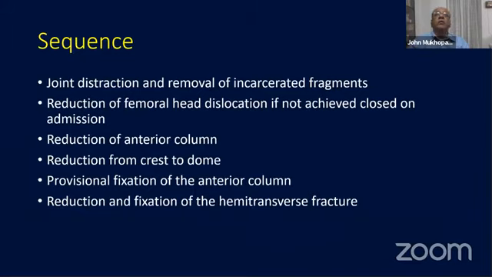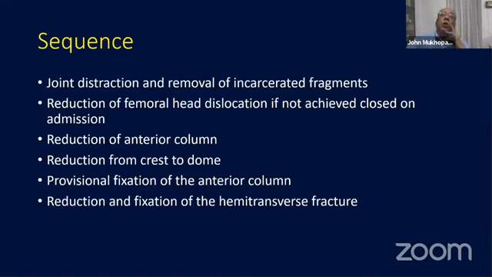Then you need to reduce the femoral head dislocation. If you have not been able to do this closed, then you need to do this open. You need to reduce the anterior column, and this reduction starts from the periphery to the center. So you start at the level of the SI joint or the top of the acetabulum or the iliac crest, and work your way towards the dome and the acetabular fragment to get your reduction. Because if you don't reduce the iliac blade part, it becomes very difficult to reduce the acetabulum part.